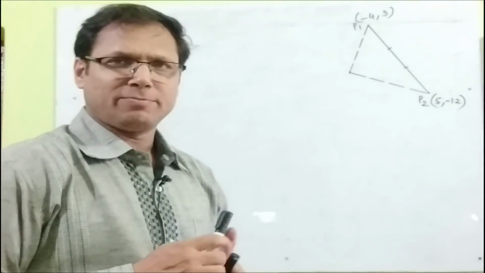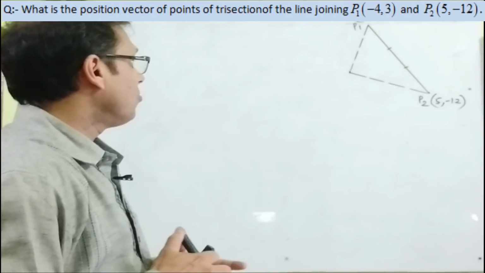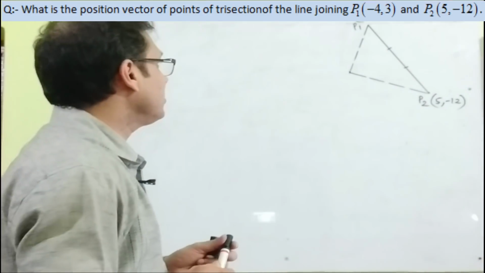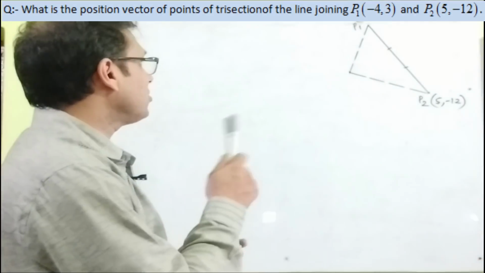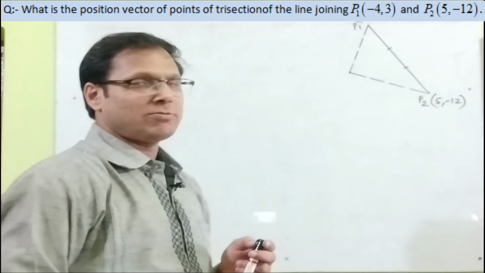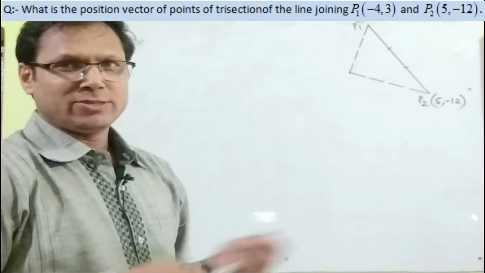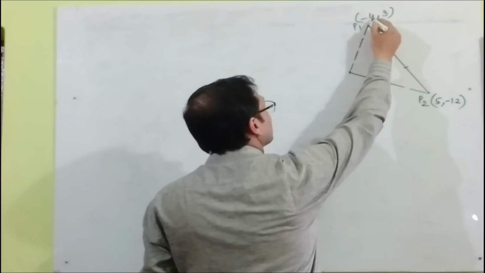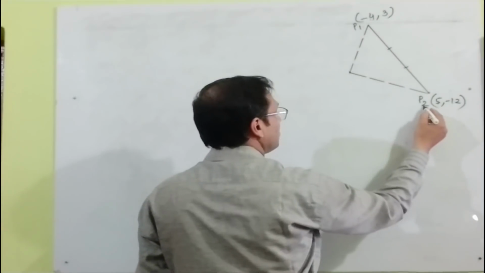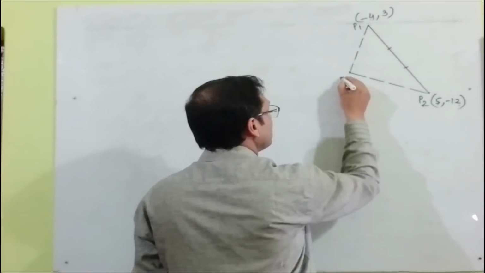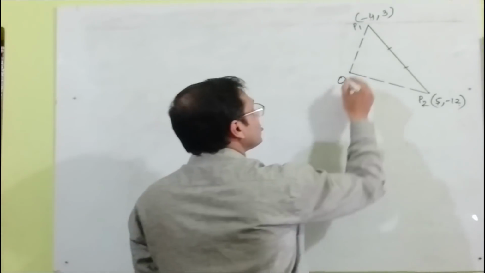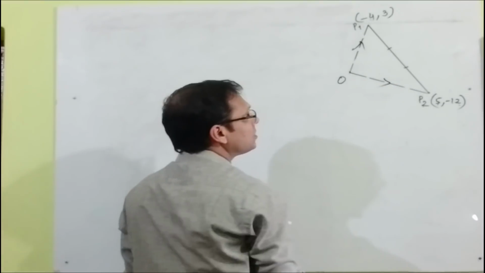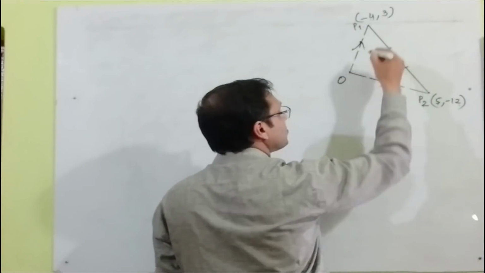Now read the question carefully. He is asking what is the position vector of the points of trisection of the line joining the 2 points P1 having the coordinate minus 4, 3 and P2 having the coordinate 5, minus 12. So here, for the points of trisection, suppose this one is P1 having the coordinate minus 4, 3 and P2 having the coordinate 5, minus 12. This is the origin O. So position vector of P1 is OP1 and position vector of P2 is OP2. You have to find points of trisection.